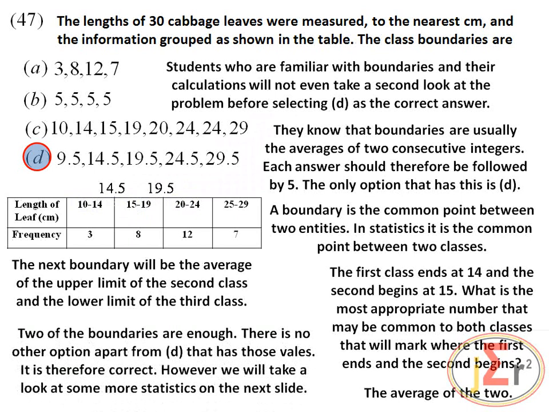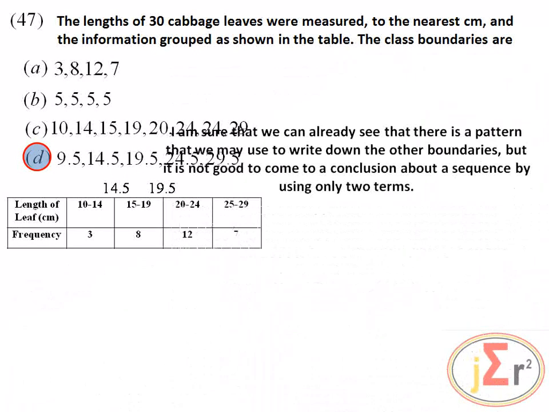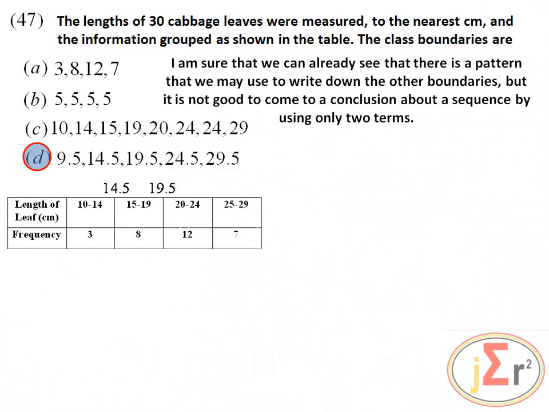Two of the boundaries are enough. There is no other option apart from D that has those values. It is therefore correct. However, we will take a look at some more statistics on the next slide. More statistics. I am sure that we can already see that there is a pattern that we may use to write down the other boundaries.